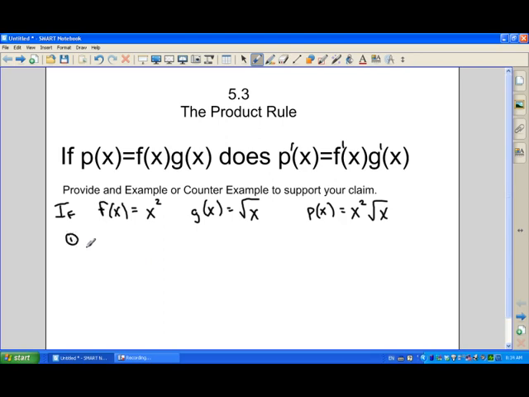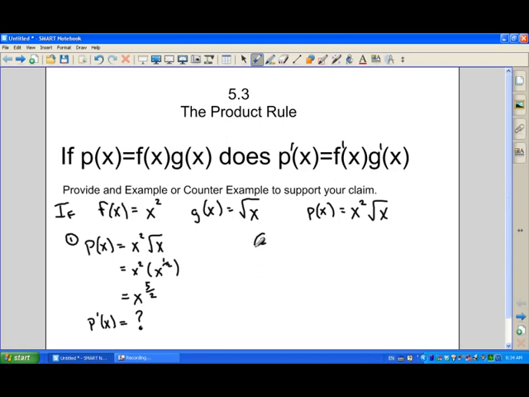The first way is to take that p of x function, which is x squared times the square root of x, and rearrange it like we did the other day. Change the square root of x to x to the power of 1/2, and then simplify this into one term, which would be x to the power of 5/2, and then find the derivative of this function. You should be able to do that based on the work we've done so far.